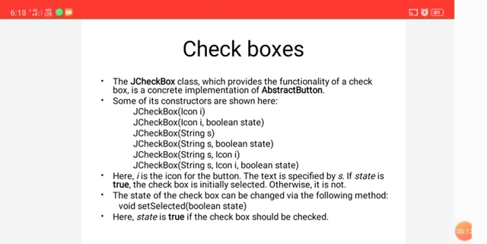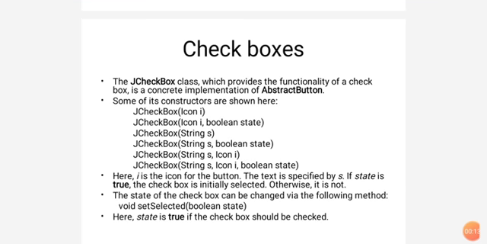The JCheckBox class provides the functionality of the checkbox. It is a concrete implementation of AbstractButton, and some of the constructors are shown here. Within these constructors, we are specifying the parameters. First constructor is JCheckBox(Icon i). Second is Icon i, boolean state. Third is String s. Fourth is String s and boolean state. Fifth constructor is String s, Icon i. Sixth one is JCheckBox String s, Icon i, boolean state.